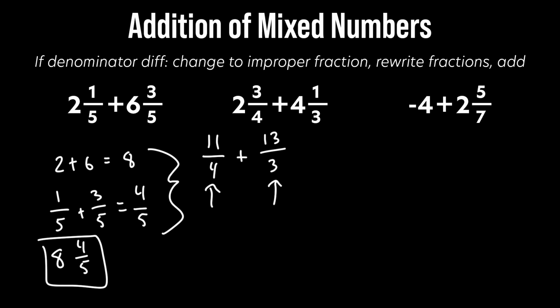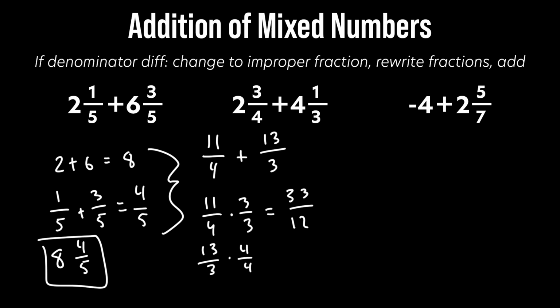We want to rewrite both fractions with the denominator of 12. So 11/4, we're going to multiply by 3/3, because if we multiply 4 by 3, we get 12. So that's 33/12. And 13/3, we're going to multiply 3 by 4 to get 12. So we'll take 13/3 and multiply it by 4/4, and we'll get 52/12. So now we're going to add these together: 33/12 plus 52/12. And this is equal to 85/12. So that's our answer.